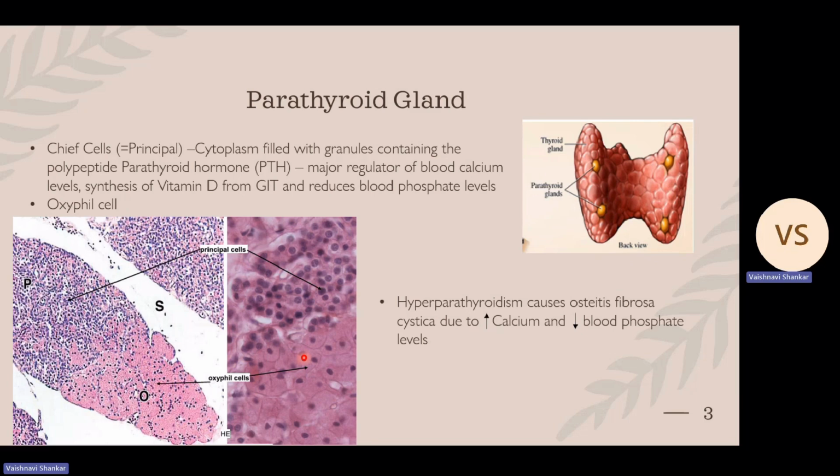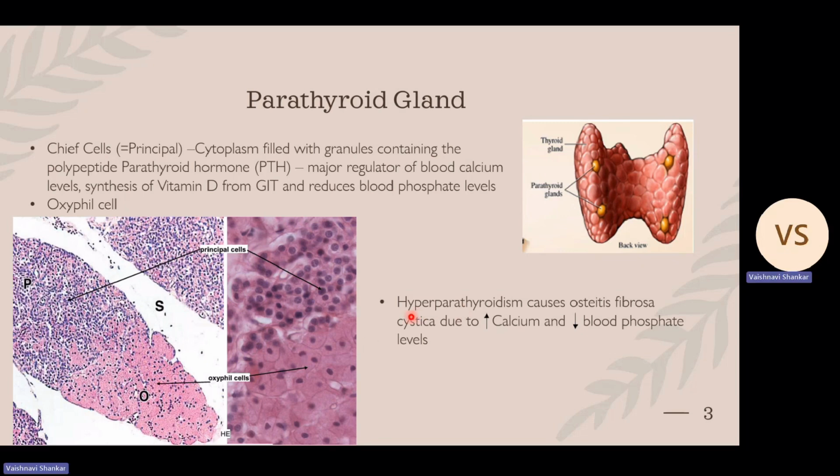PTH produces an osteoclast stimulating factor to increase the number and activity of osteoclast. This promotes resorption of the calcified bone matrix and the release of calcium, thus increasing its concentration in the blood. Parathyroid hormone also indirectly increases the absorption of calcium from GIT by stimulating the synthesis of vitamin D. It reduces blood phosphate levels by targeting renal tubule cells, which reduce their absorption of phosphate and allow more phosphate excretion in urine.